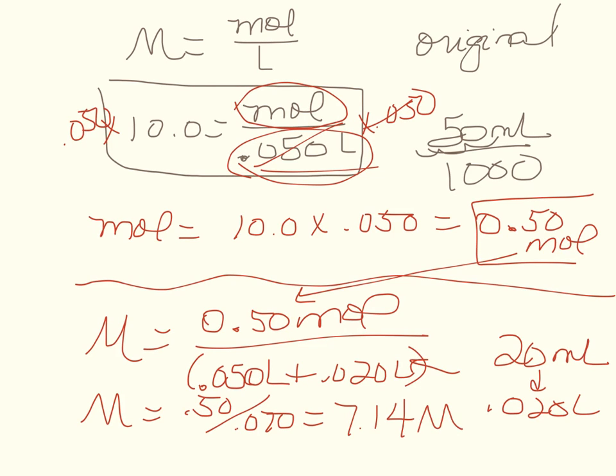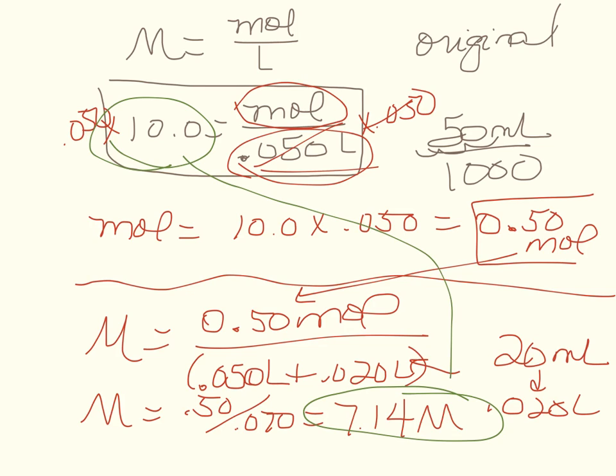7.14 molarity. Now don't lose your common sense when you do this. The original molarity was 10 molar. You added water to it, so you expect the molarity to go down, and it did. So that's good. I'm going to work the same problem in a more simple way, but I wanted to work it out step by step first so you can hopefully kind of visualize what's happening. But on the next page, I'm going to show you a simpler way to work dilutions.